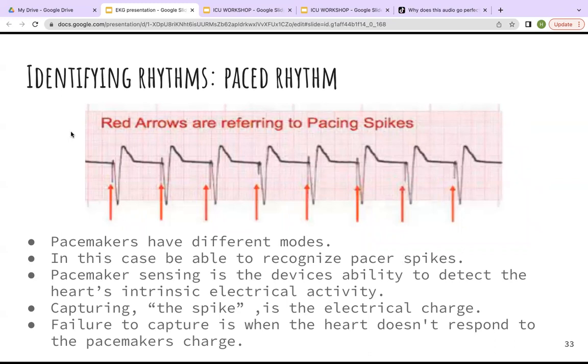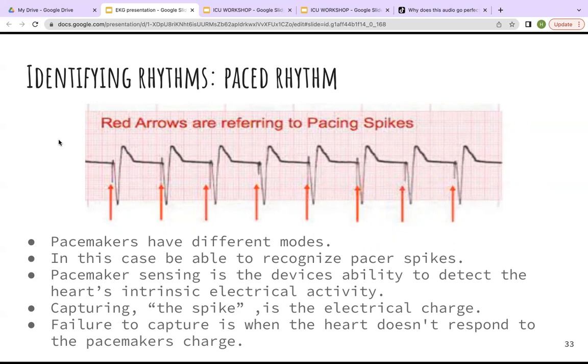But for time's sake and for this lecture, I just want you to be able to identify it on the strip. So here you can see it's being paced because it has the pacing spikes. That's what the arrows are pointing at. So all I need you to do is to be able to recognize these pacer spikes so you know that person has a pacemaker.